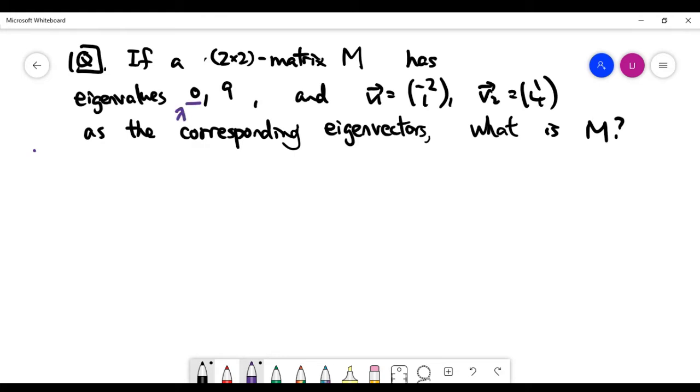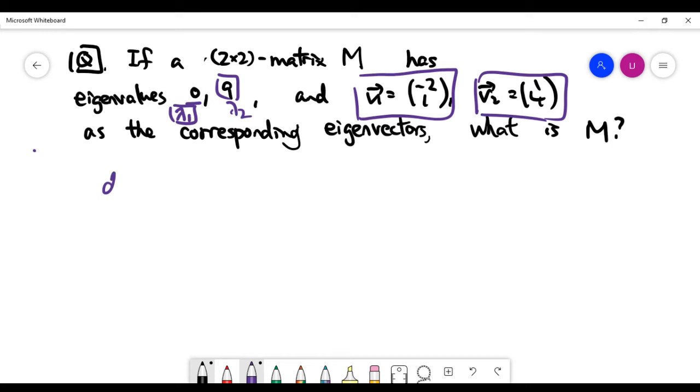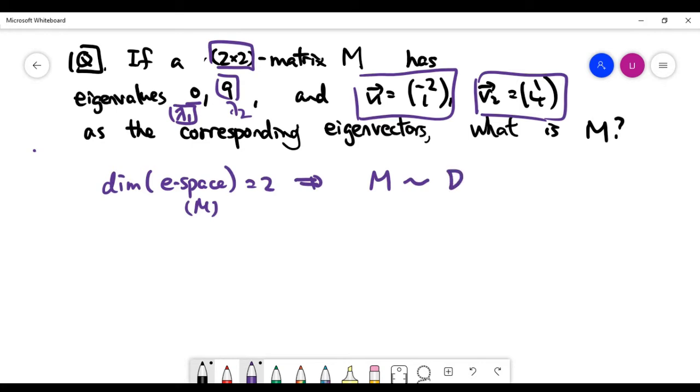Please look at my words here. Basically, I'm saying that the first eigenvalue corresponds to the first eigenvector, and the second eigenvalue corresponds to the second eigenvector. Please recall, based on our knowledge of diagonalizable matrices, that for the size 2 by 2 of M, we actually have two linearly independent eigenvectors. So the dimension of the eigenspace of the matrix M is 2, which is maximal because the size is 2 by 2. This fact automatically implies that M is diagonalizable. It is similar to a matrix D, which is diagonal.